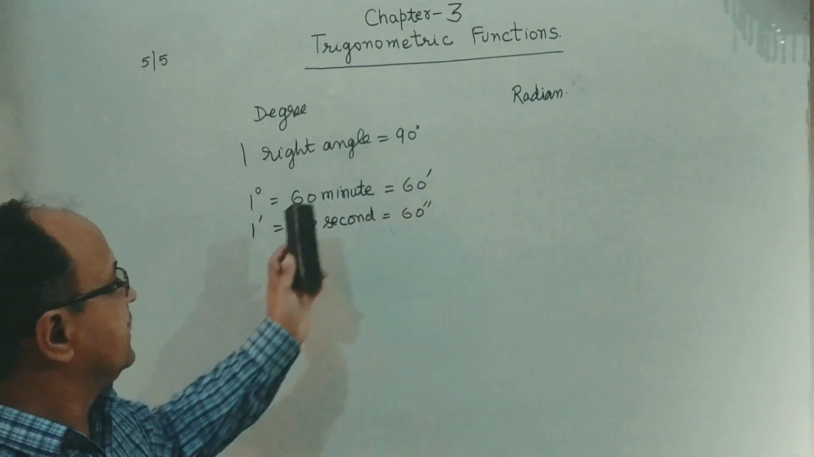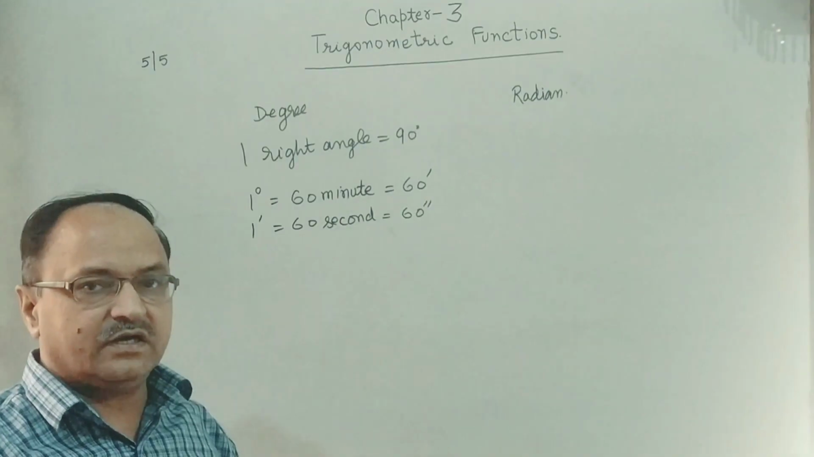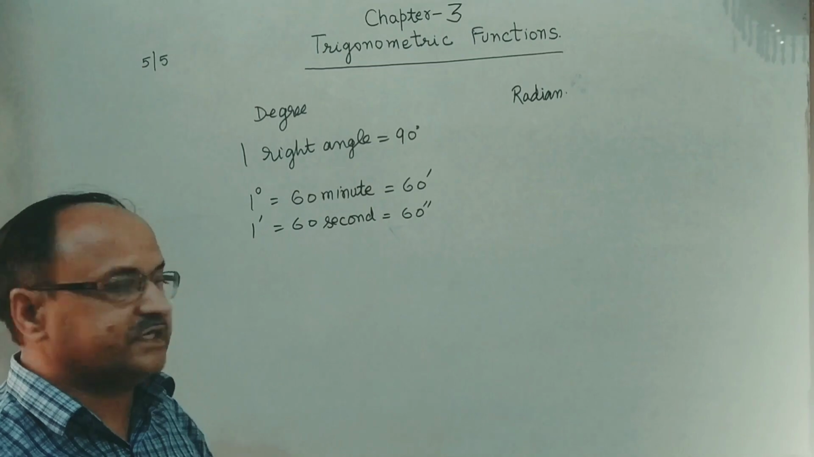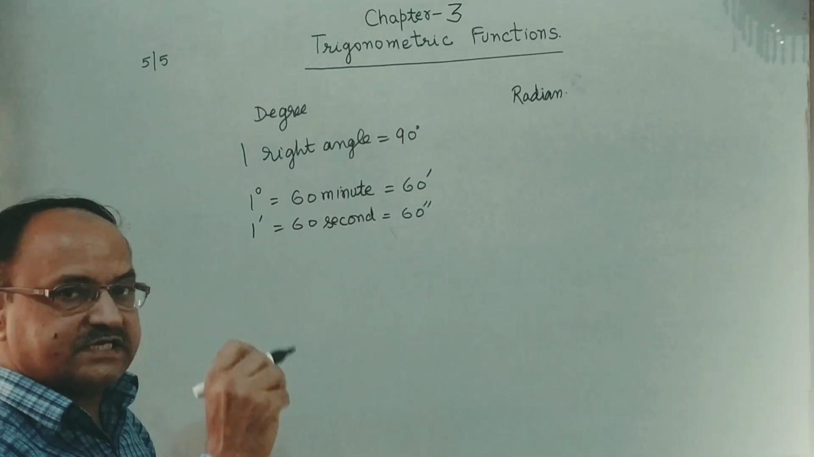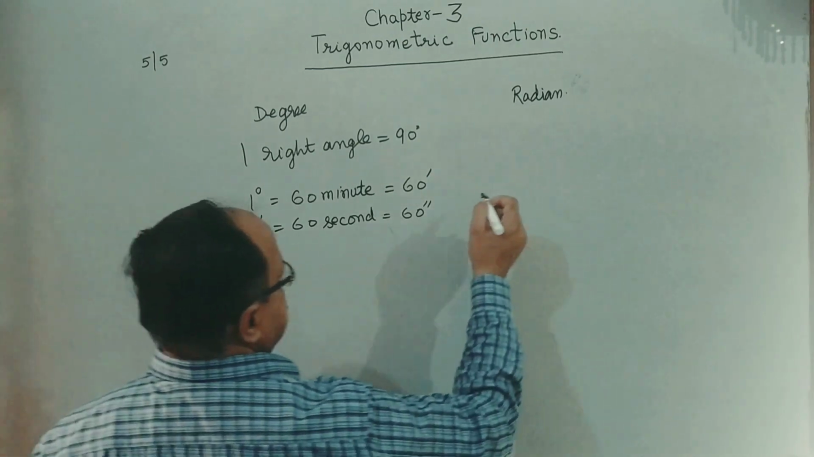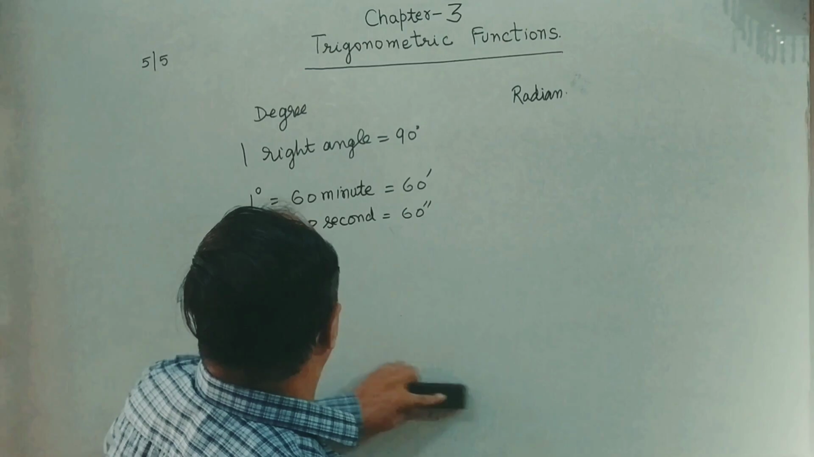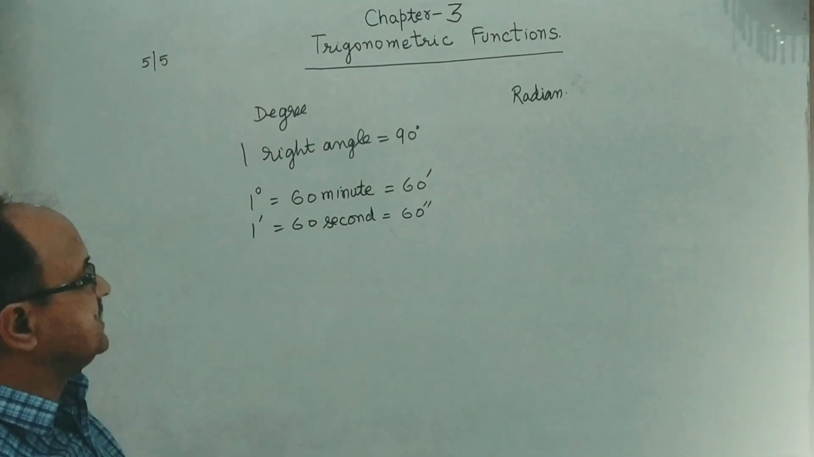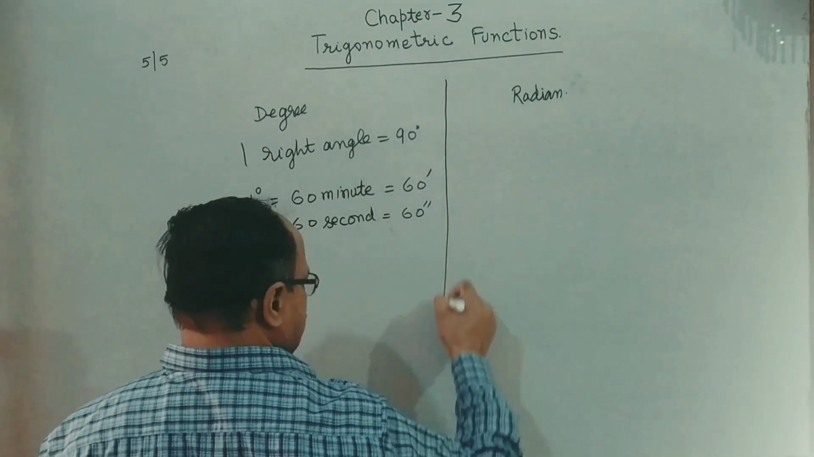One right angle is 90 degrees, you know, and 1 degree is 60 minutes. 1 degree is divided into 60 minutes, and written as 60, this dash, oblique dash, like this, correct? And 1 minute is equal to 60 seconds. Now we study radian measure.